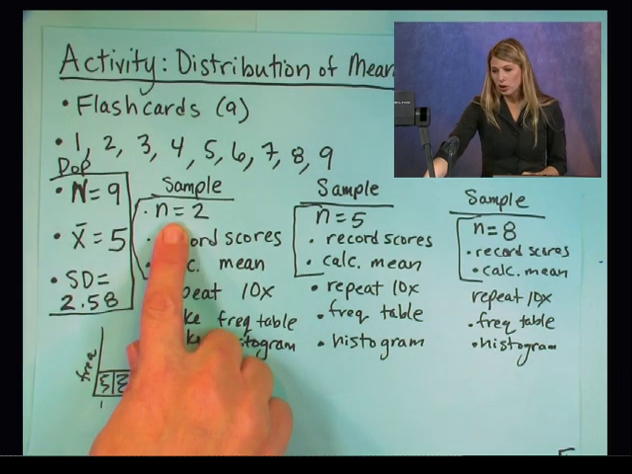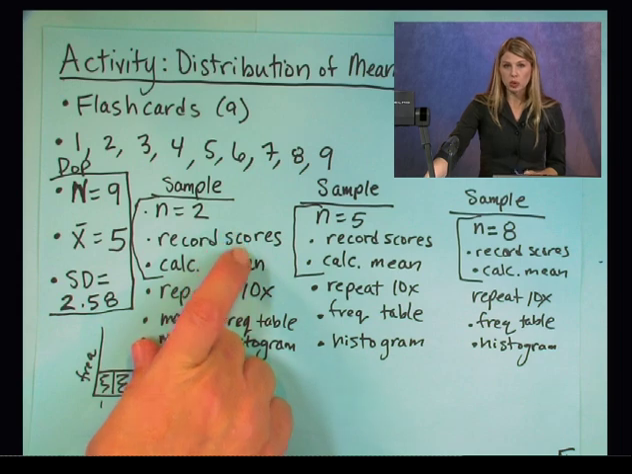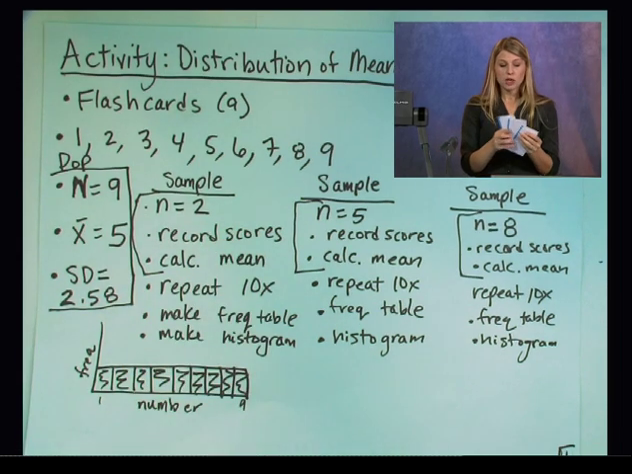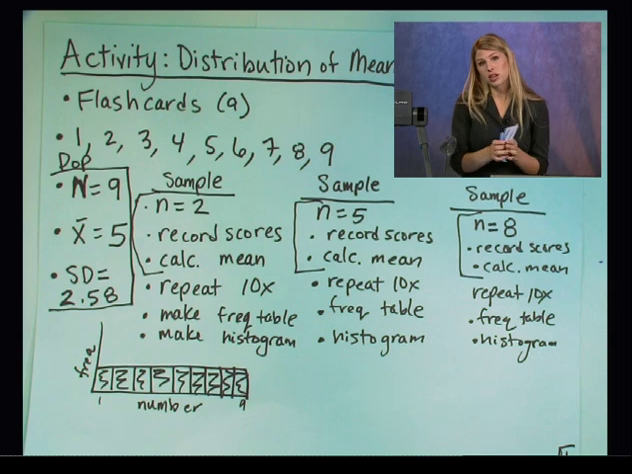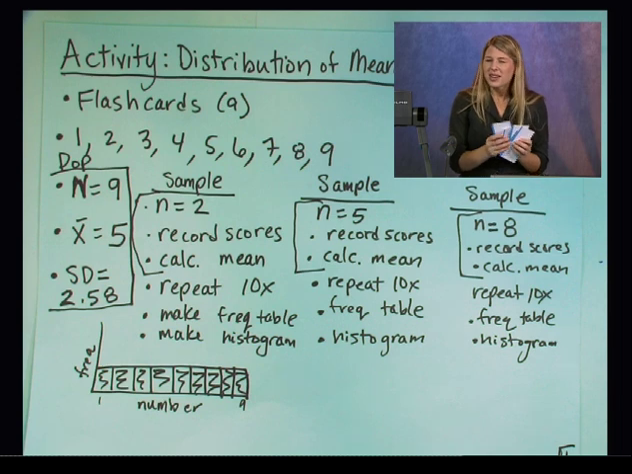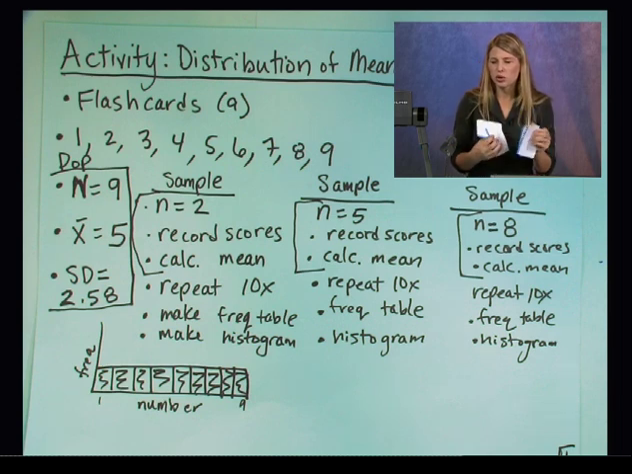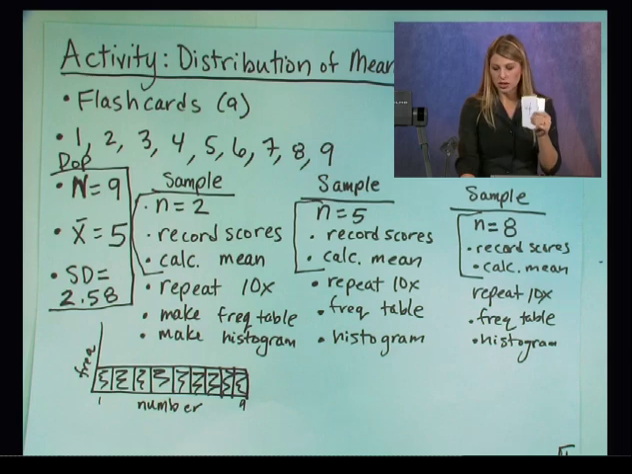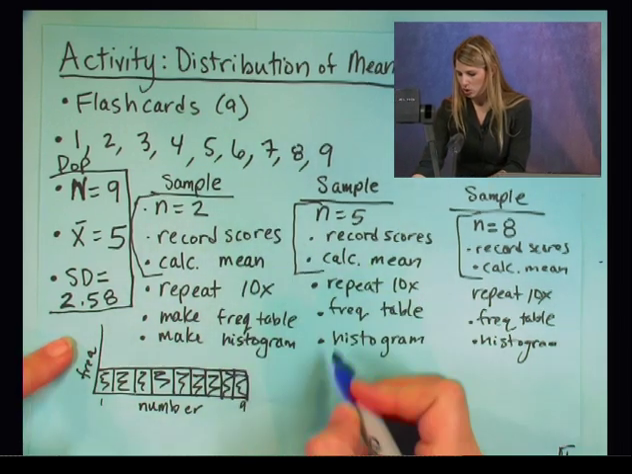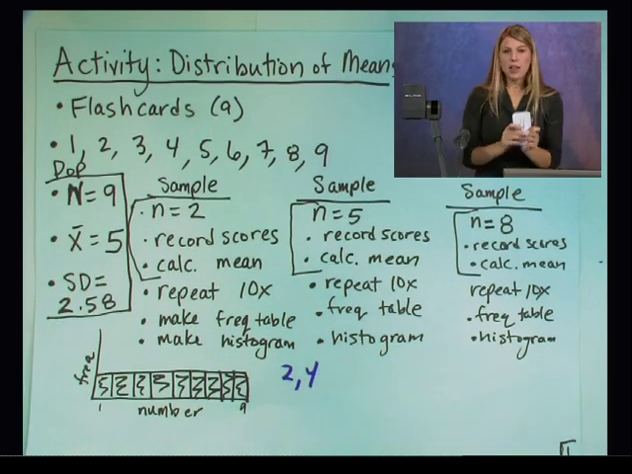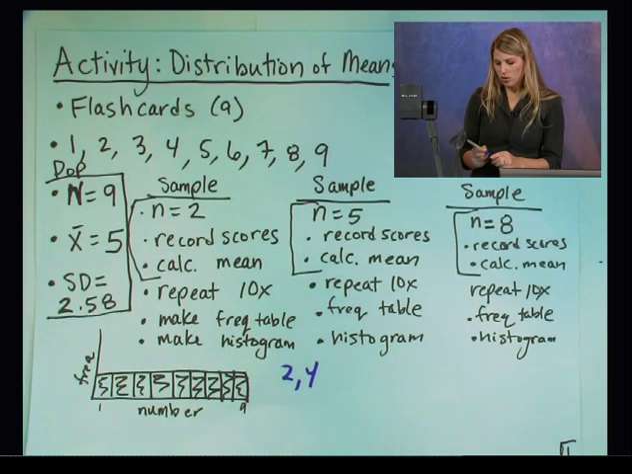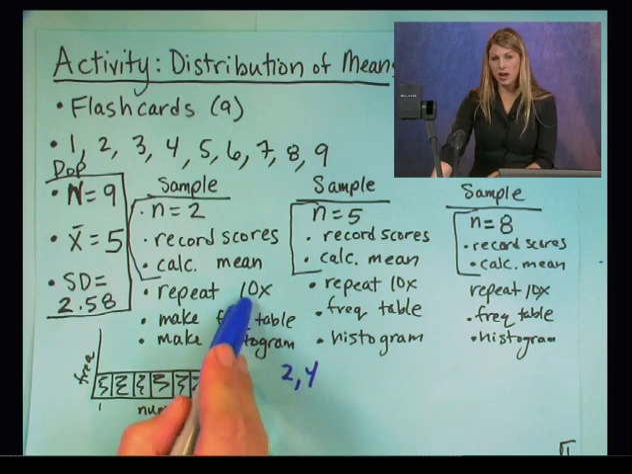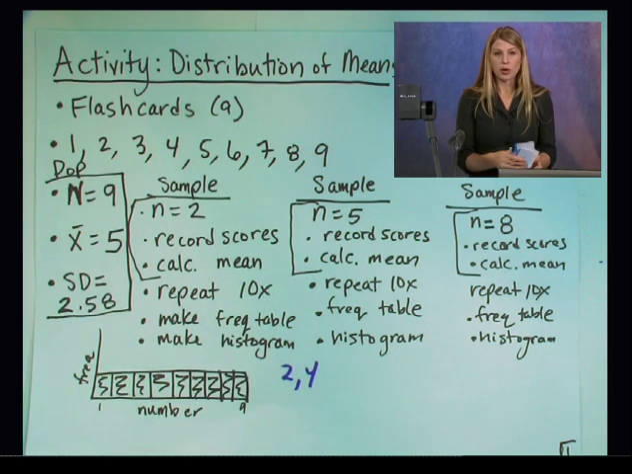You're going to take samples first of size 2, n equals 2. So you're only going to draw 2 cards from this population. What I want you to do is practice random sampling. So you're going to shuffle these cards and not look at them so that it's random, and you pick out 2 randomly. I ended up with a 2 and a 4. Now you're going to record those scores. So you write down 2 and 4. And then you're going to do it again. You're going to do this essentially 10 times. You'll do it again, take another sample.